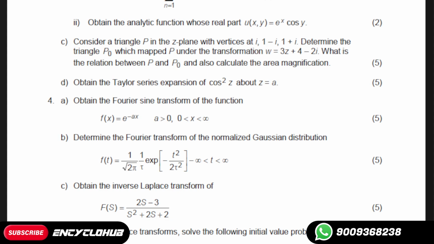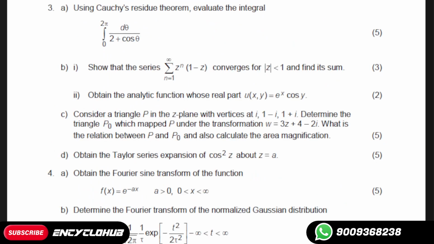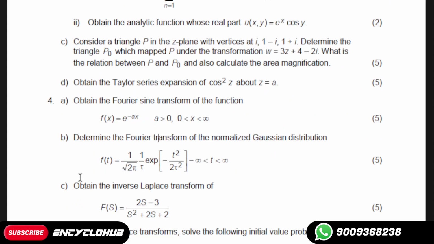In this video, we are discussing the MPA001 MSc Physics paper, and this is question number 4. We are discussing parts B, A, B, C, D. Obtain the Fourier sine transform of the function f(x) equals e to the power minus ax. So in this one, we have to find the Fourier sine transform.